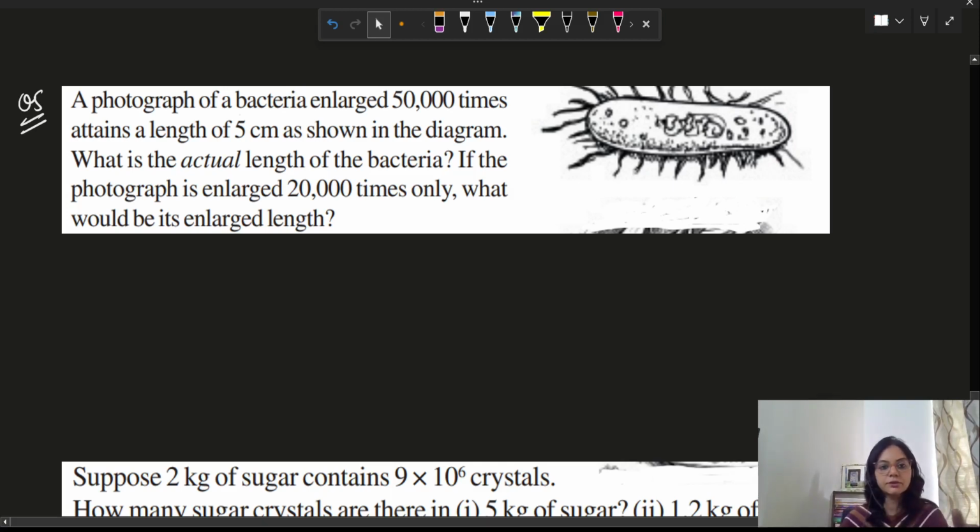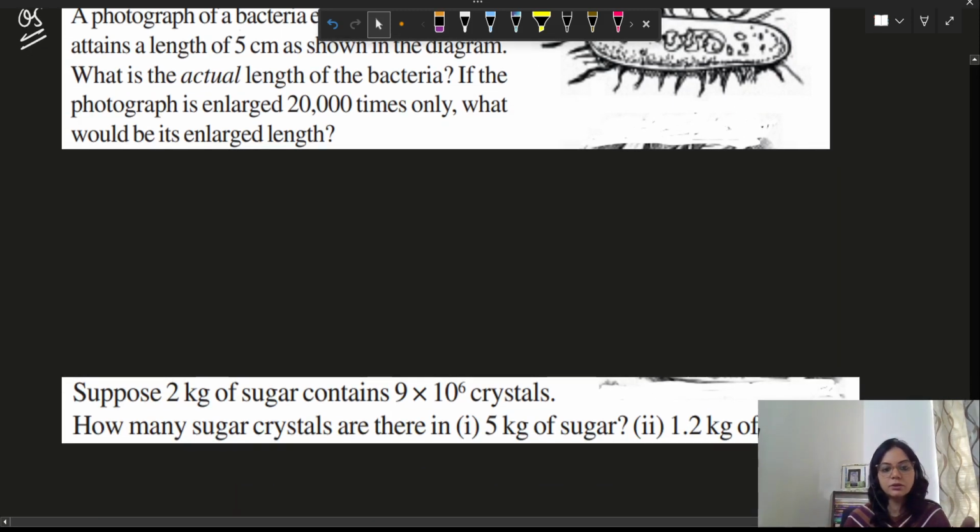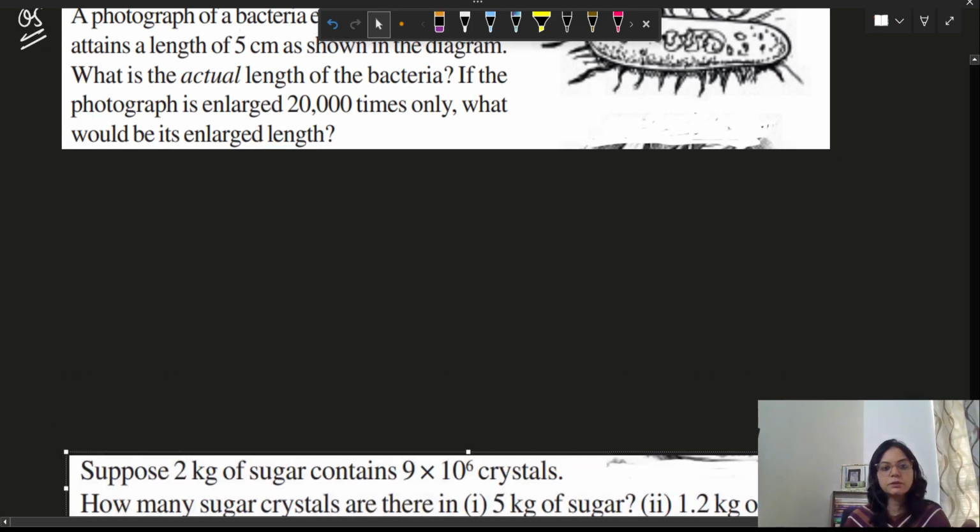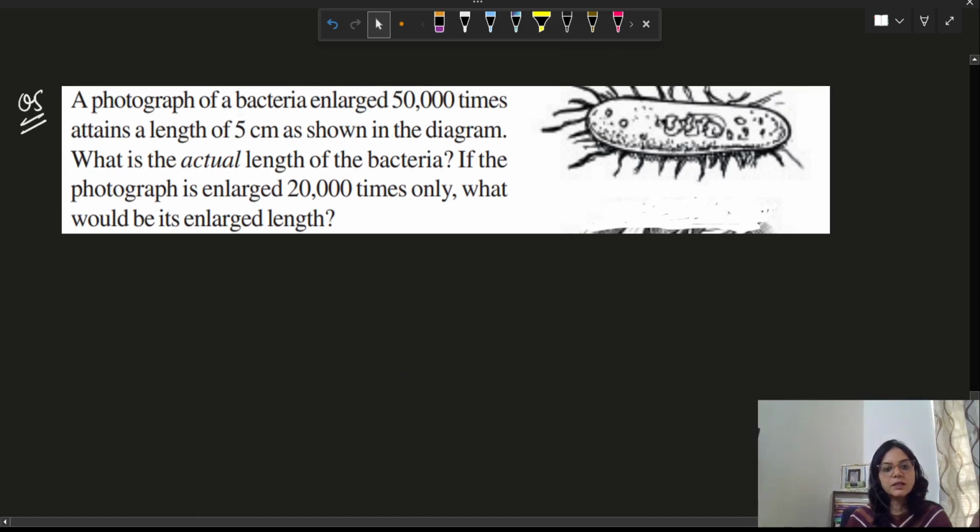Let's talk about first thing first. There are two parts in the question. We just keep it a little down. It says that the bacteria, you can't see it with your naked eyes, it's very small in size, they just enlarge it. How many times do they enlarge it? 50,000 times. Then it got a length of 5 centimeters.